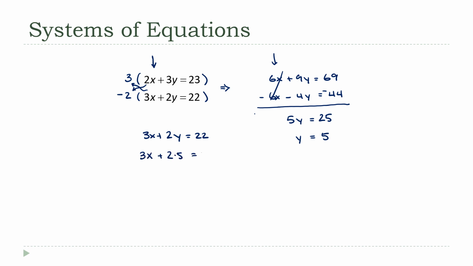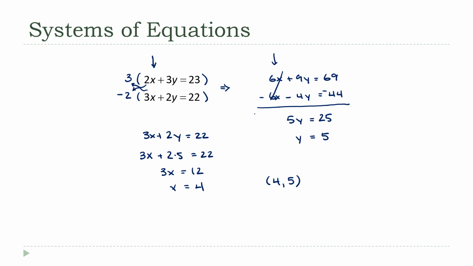3x plus 2 times 5 equals 22. That's 10, right? The 2 times 5. Subtract 10 from both sides. 3x equals 12. X equals 4. And now I can get my final answer, right? Just put the two together. This is 4, 5.